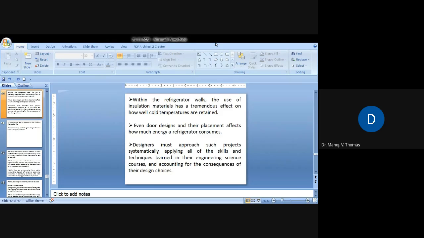We had an example of a thermoflask. You did the design of how to keep the thermoflask efficient. We used some silver lining or some coating, all those things. You remember, I think. So even door designs and their placement affect how much energy a refrigerator consumes. So designers must approach such projects systematically, apply all of the skills and techniques learned in their engineering science courses, and account for the consequences of their design choices.